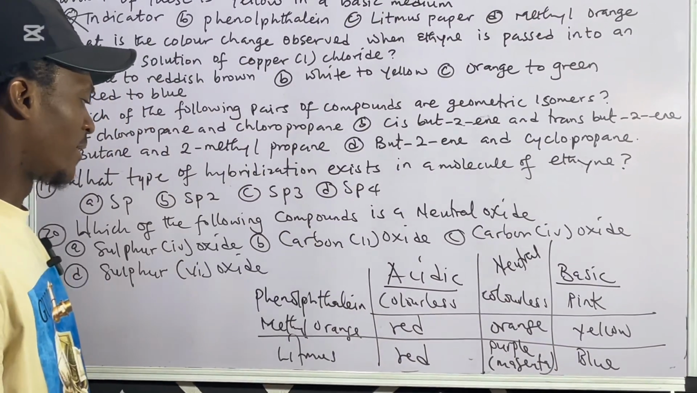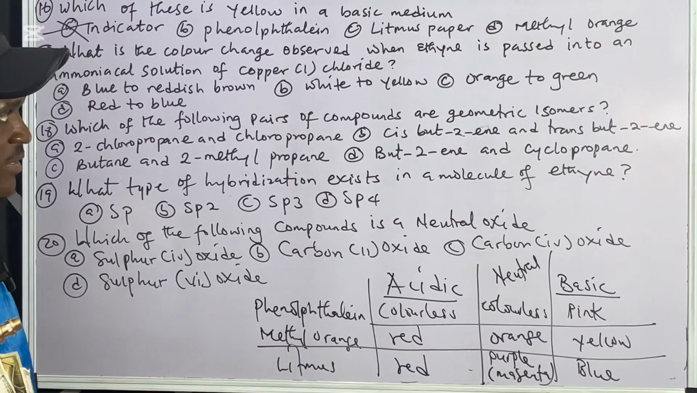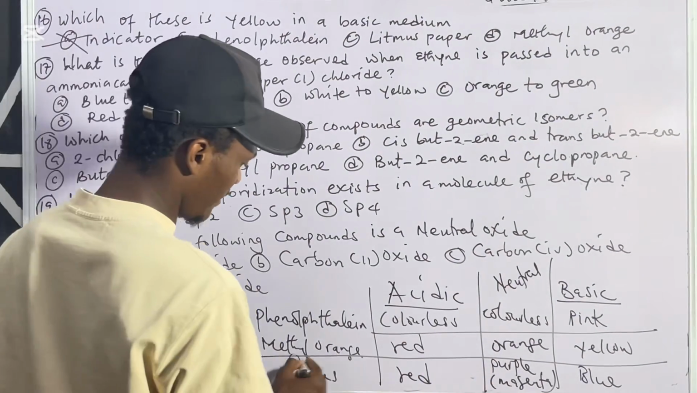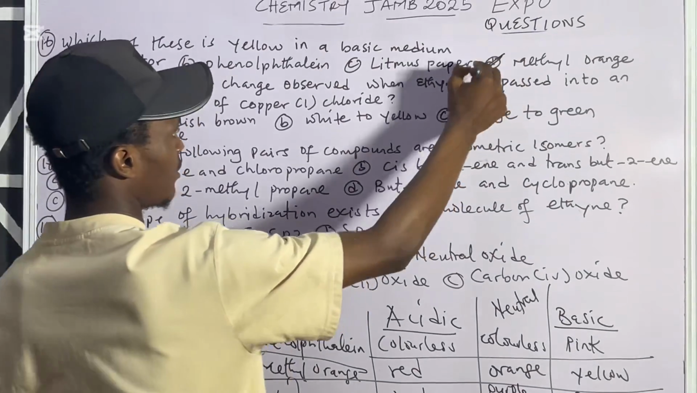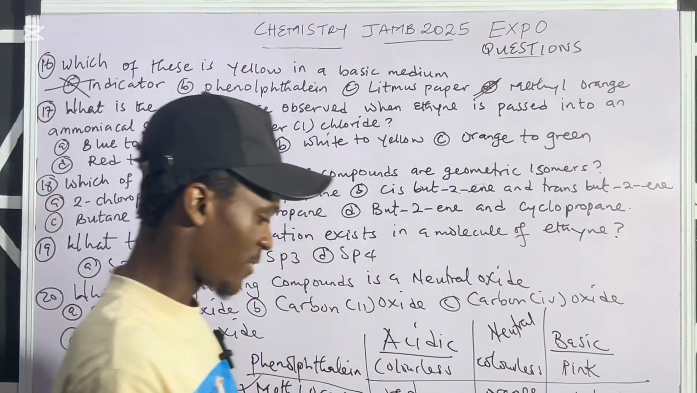So please take note of that. So what should be the answer now? Which amongst the three of them in the options is yellow in basic medium? It is methyl orange. So the correct option is option D. So please take note of this, it's very important.